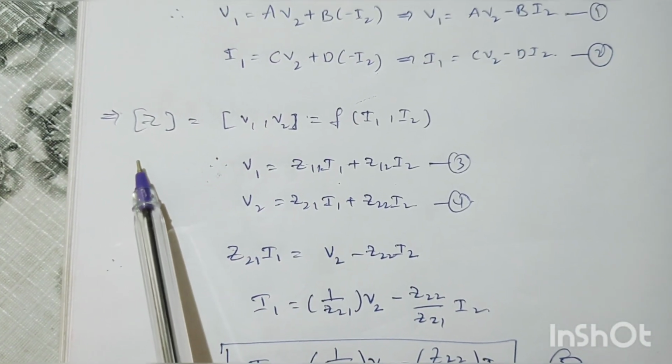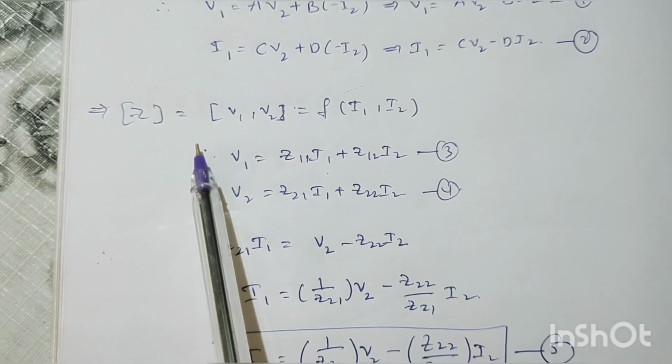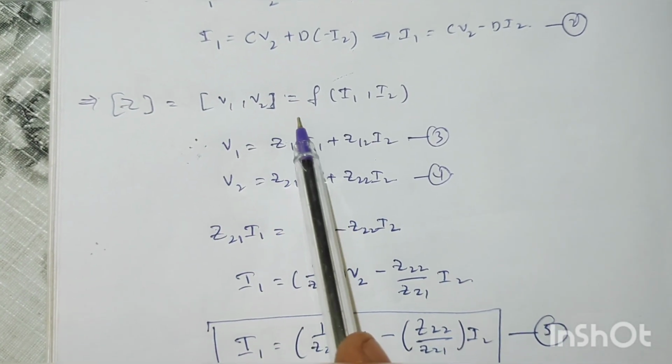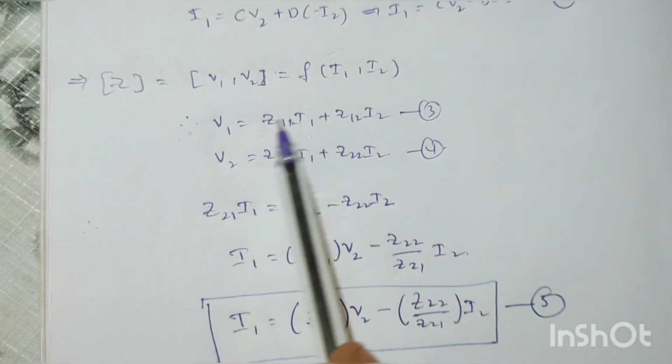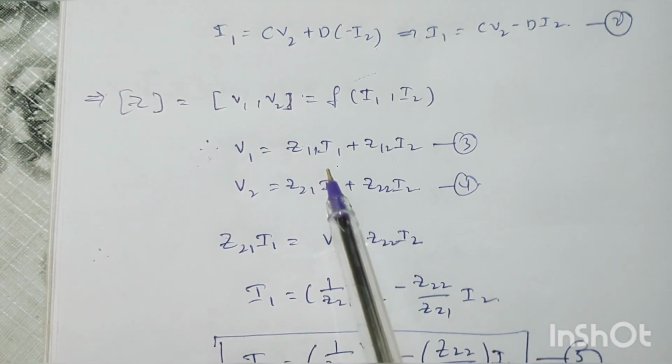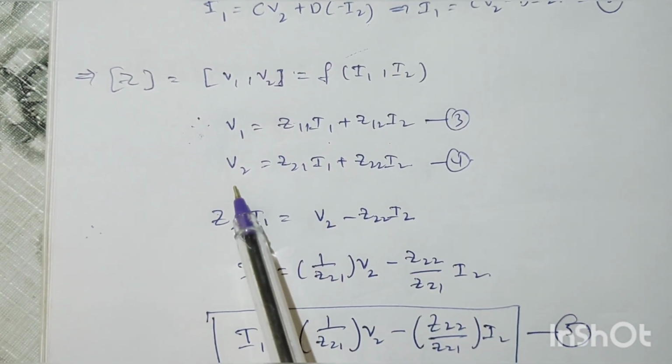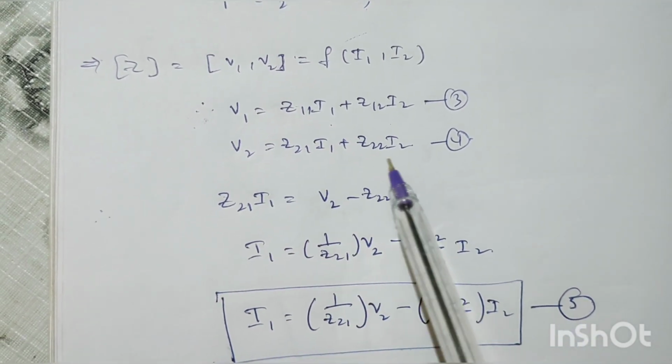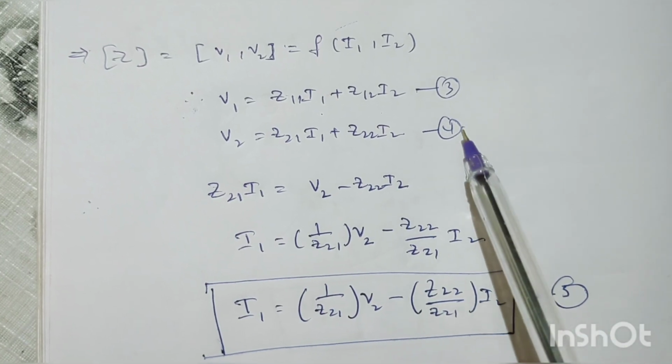Coming to the Z parameters, V1 and V2 are the functions of I1 and I2. So we can write directly V1 is equal to Z11 I1 plus Z12 I2. Similarly, V2 is equal to Z21 I1 plus Z22 I2. Make these equation numbers 3 and 4.